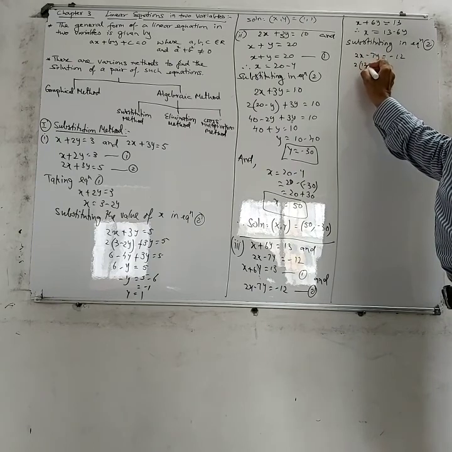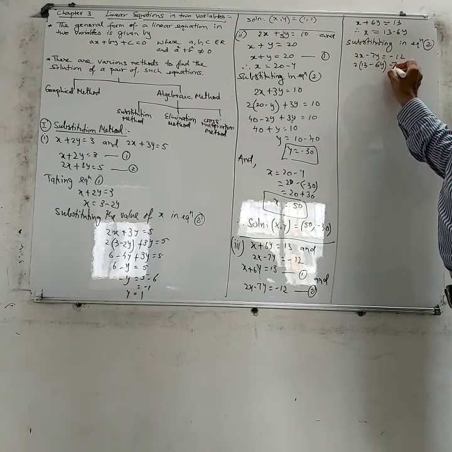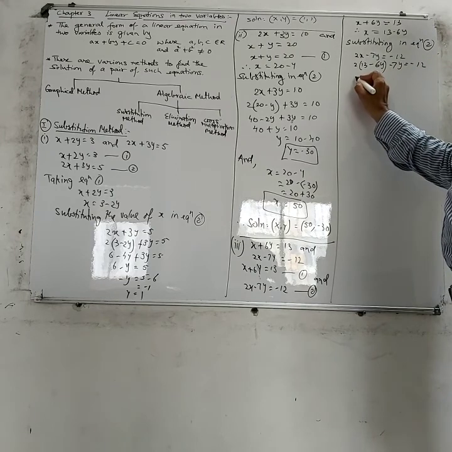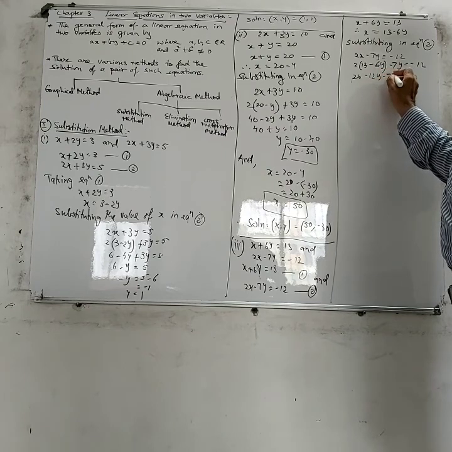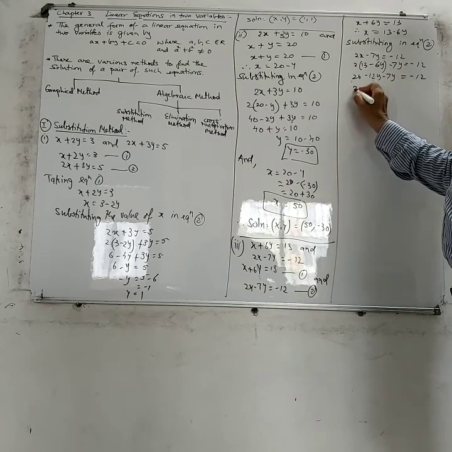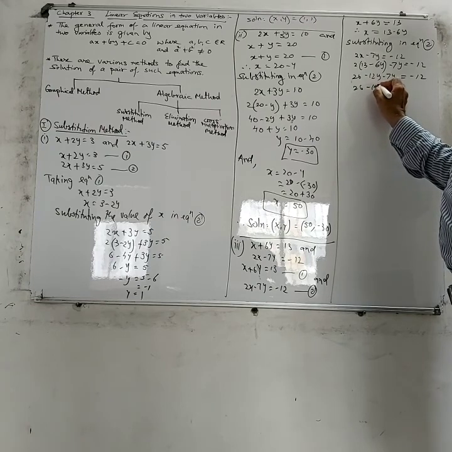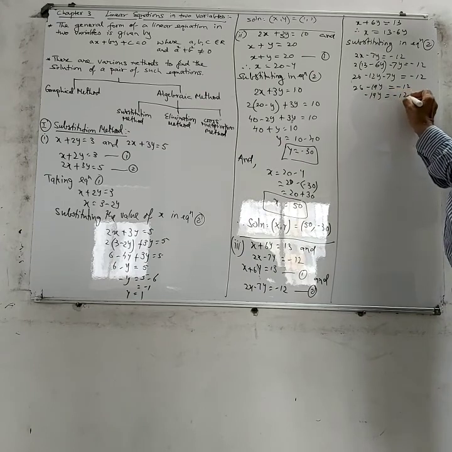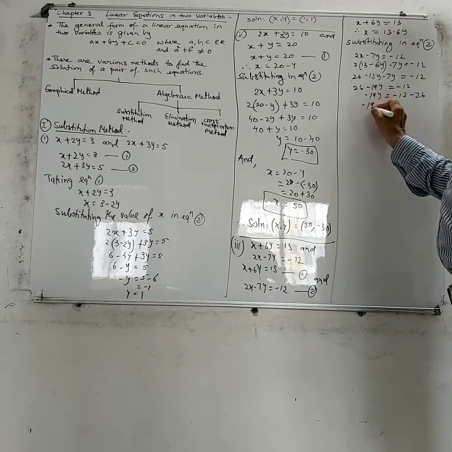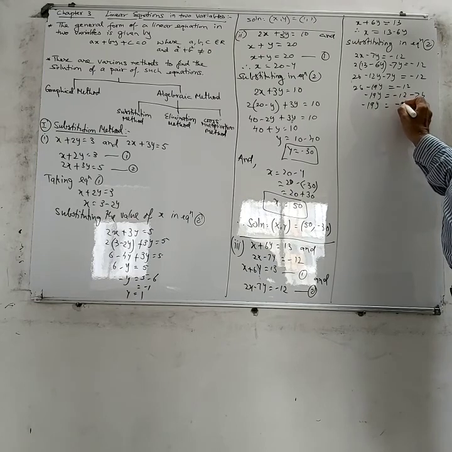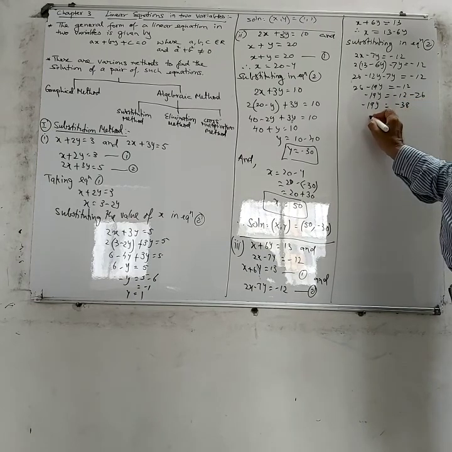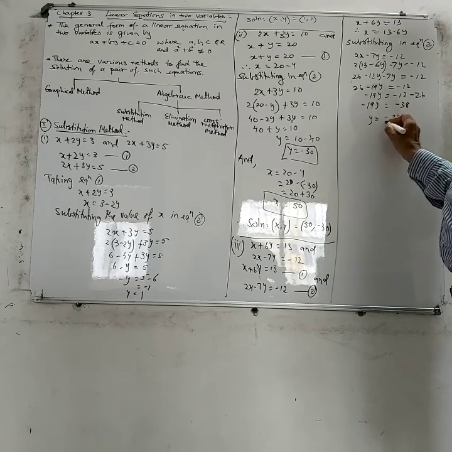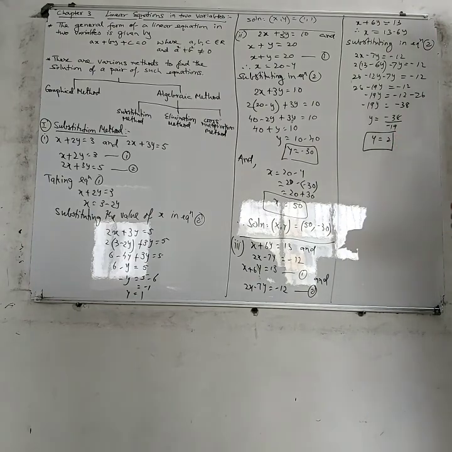2 into x is 13 - 6y, minus 7y is equal to -12. 2 13s are 26, 2 6s are 12y, minus 7y equals -12. 26 - 19y = -12. -19y = -12 - 26 = -38. So y = -38 on -19. So y = 2. So you got the value of y.